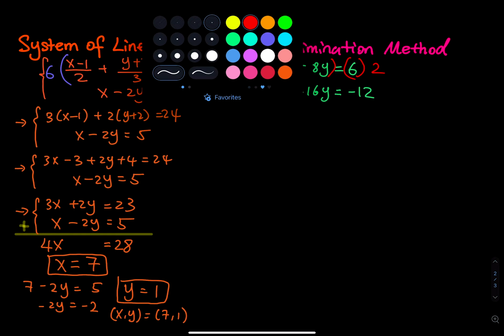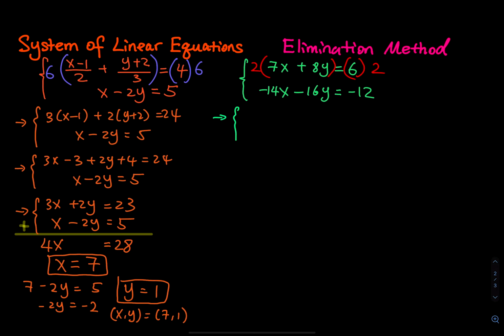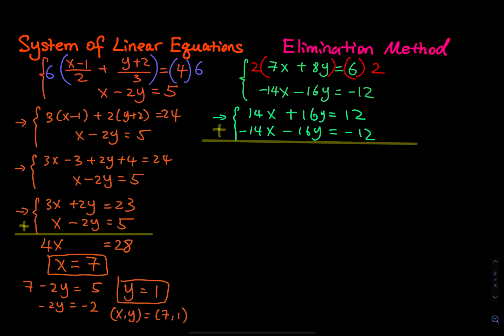And then the system becomes 14x plus 2 times 8 is 16y equals 12. And then this is negative 14x minus 16y. I forgot a y here. And then equals negative 12. And then what happens when you add them? Do we agree that once you add them, both variables will be gone simultaneously? So we will actually have 0 equals 0. What does that mean? That means this system has many solutions.